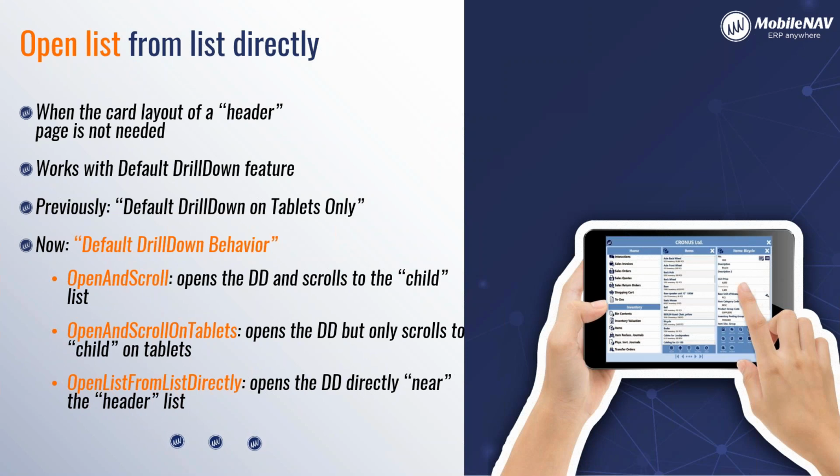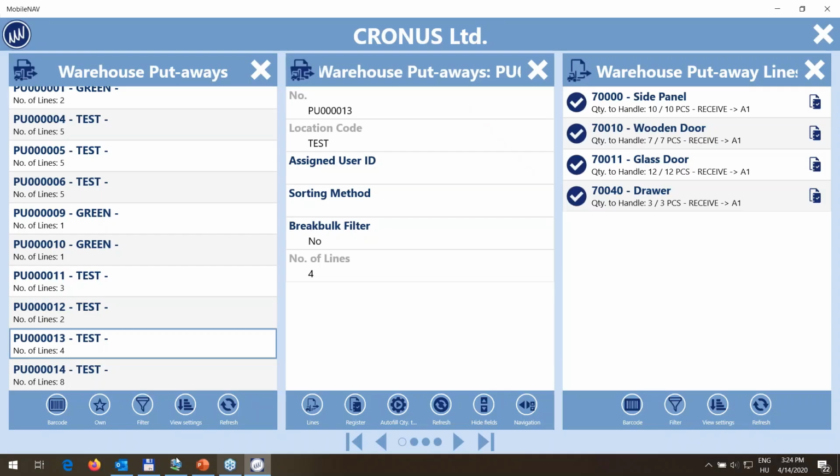And the last option, which is the most interesting to you, is the open list from list directly default drill down behavior, because that will not open the header card, but immediately from the header list, when you select a header item, it will open up the line list with the default drill down list, and as a result, you will have a list open from the list directly. So let me quickly also show this to you.